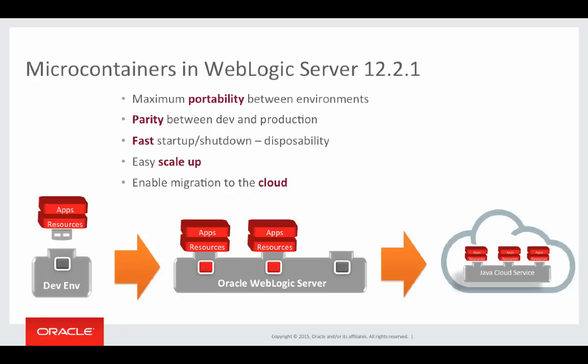For scale up, we leverage the WebLogic Server infrastructure for that, the clustering infrastructure specifically. And that clustering infrastructure now has automated elasticity for dynamic clusters. So that's a new 12.2.1 feature. So we can automatically scale up based on traffic or what have you. And then I've already mentioned this a couple of times, migration to the cloud. So you can unplug these microcontainers and move them as needed.